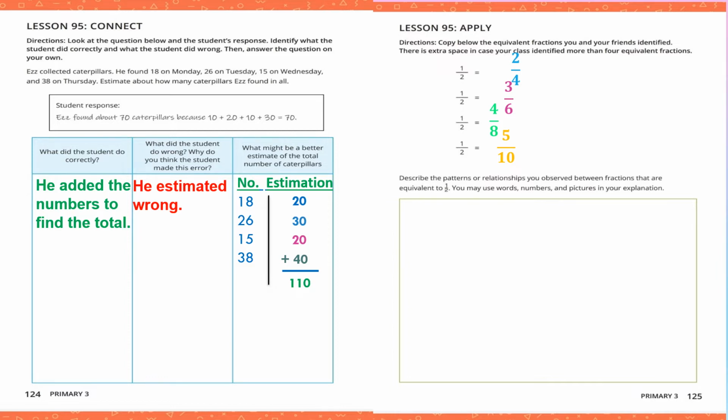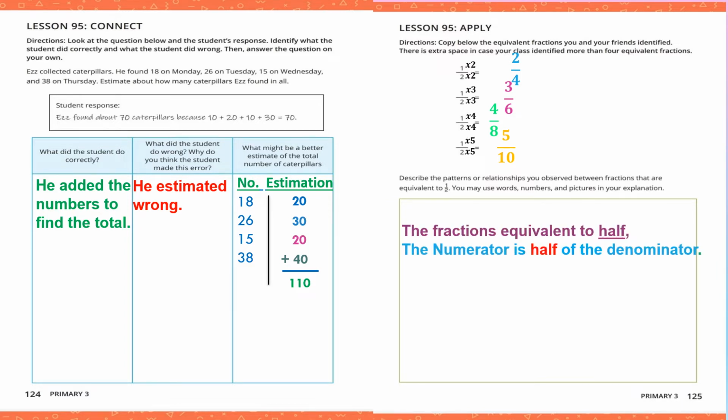Describe the patterns or relationships you observed between fractions that are equivalent to 1/2. So look at the equivalent fractions. We have here 2 over 4, 3 over 6, 4 over 8, 5 over 10. What did you notice here? In these fractions, the numerator is half of the denominator. 2 is half of 4. 3 is half of 6. 4 is half of 8, and so on.